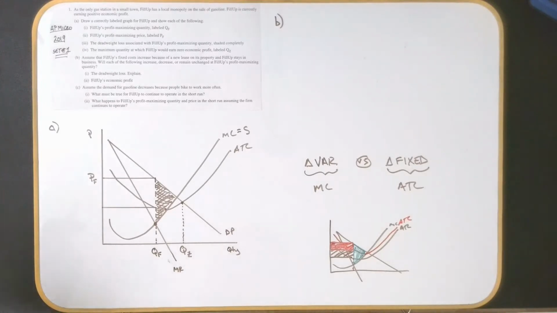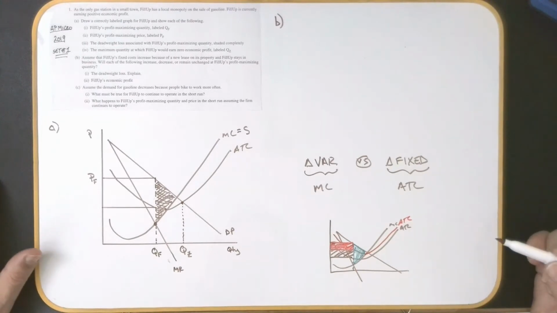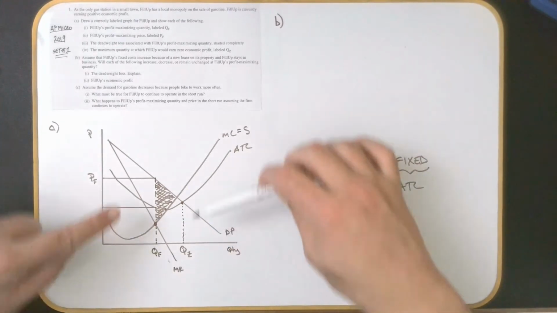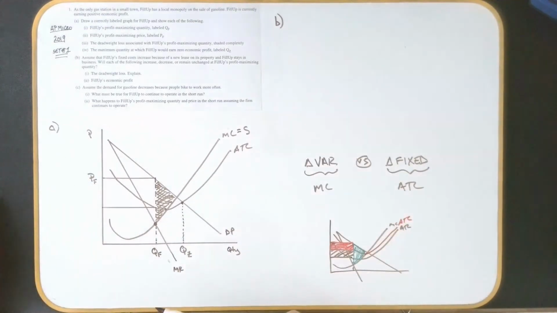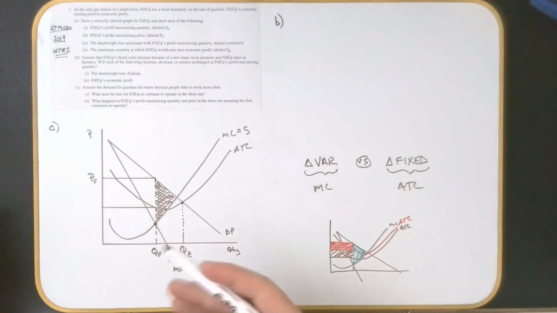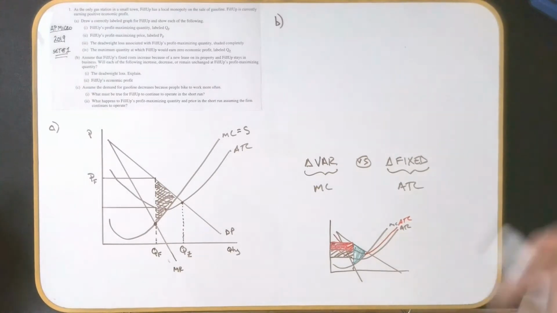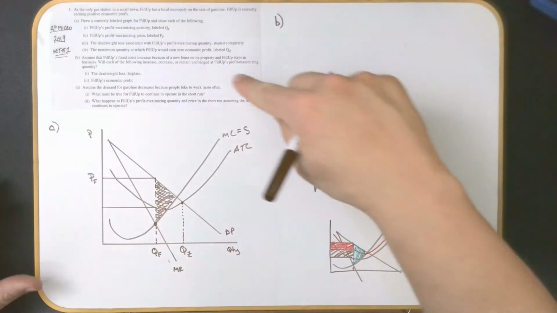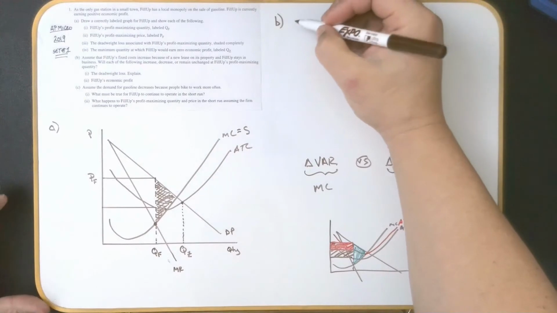So here's your first question on B. It says, assume the costs increase, there's a new lease, new fixed costs go up. Which of the following will increase, decrease, or remain the same? So what's going to happen to the deadweight loss? Well, in this picture, you can see the ATC going up and down. The ATC wasn't even relevant to making the deadweight loss. So there's no change. So it remains unchanged, and then we have to explain why.